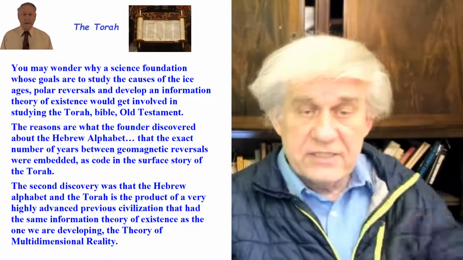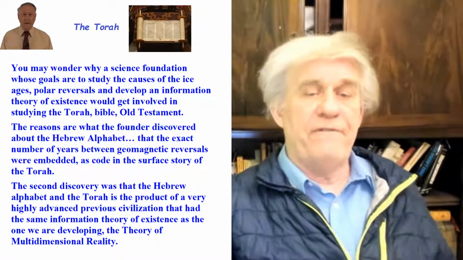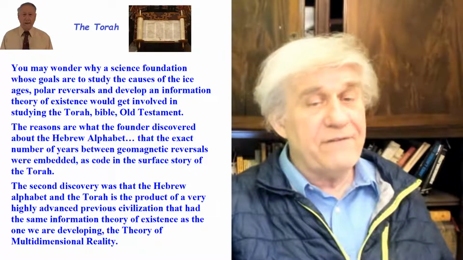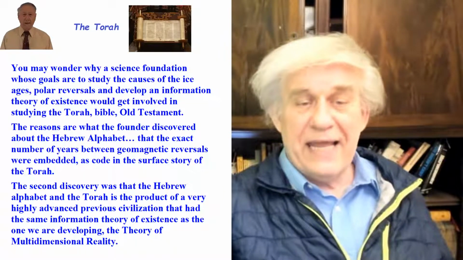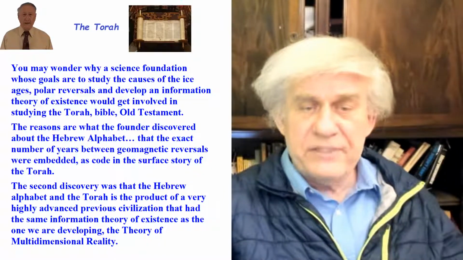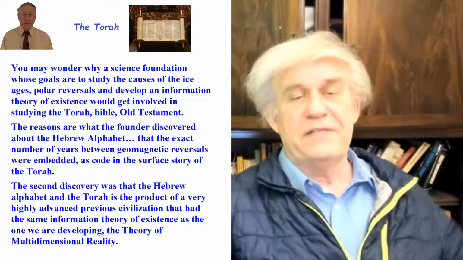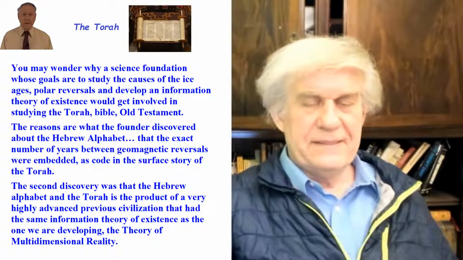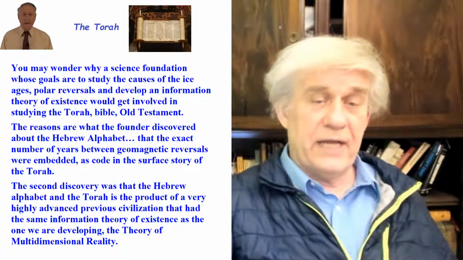The second discovery was that the Hebrew alphabet and the Torah is the product of a very highly advanced previous civilization that had the same information theory of existence as the one we are developing, the theory of multidimensional reality. So he rediscovered the multidimensional theory of reality.